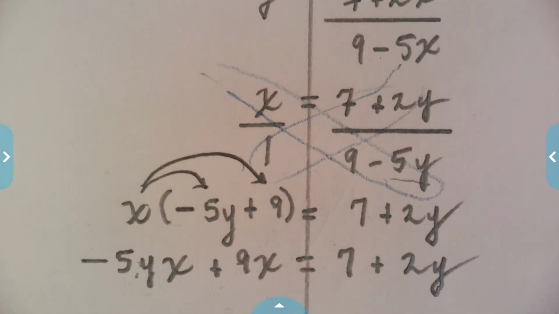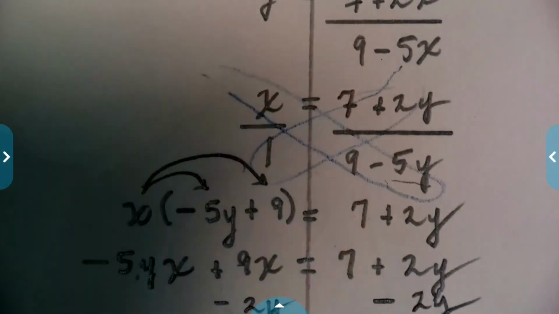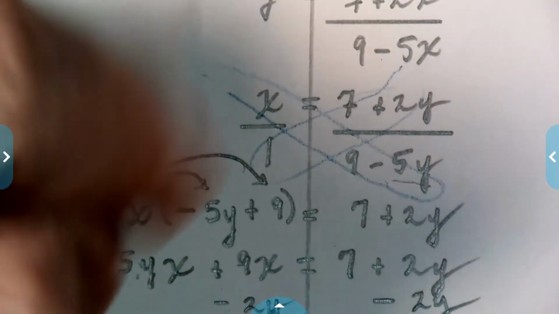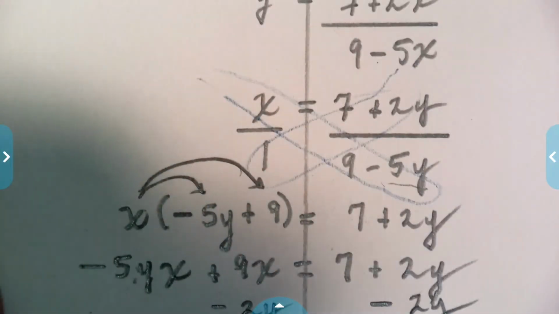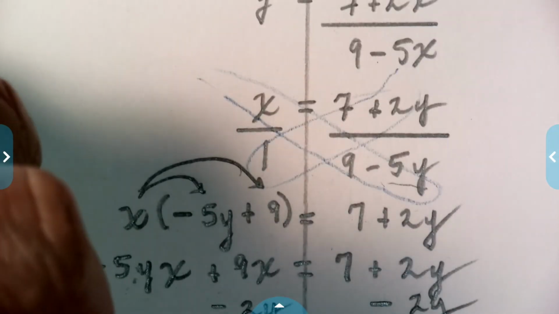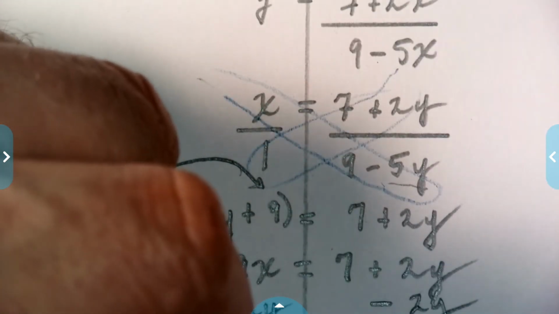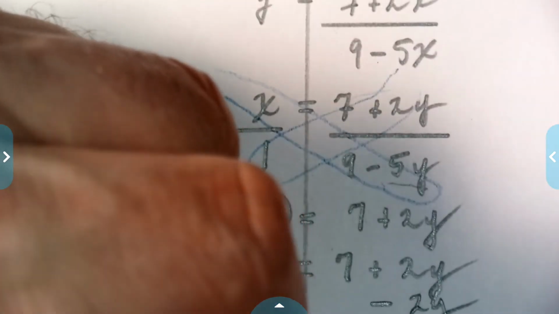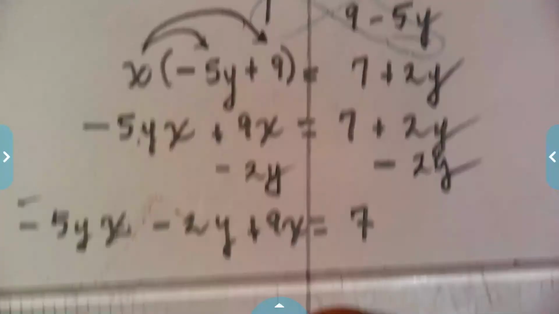Okay, so now what I'm going to do is subtract 2y from both sides. And I'll have negative, well, hold on, I'm going to need more space. I'm going to have negative 5yx minus 2y plus 9x equals 7, okay?